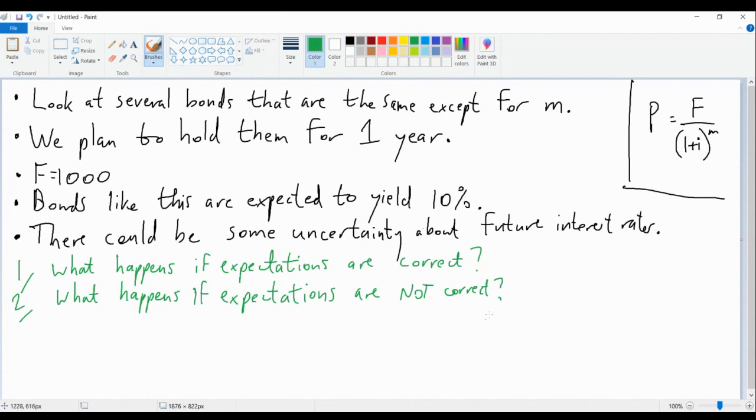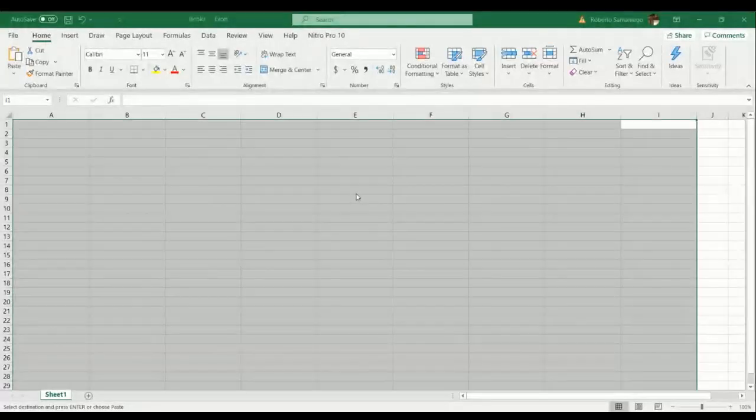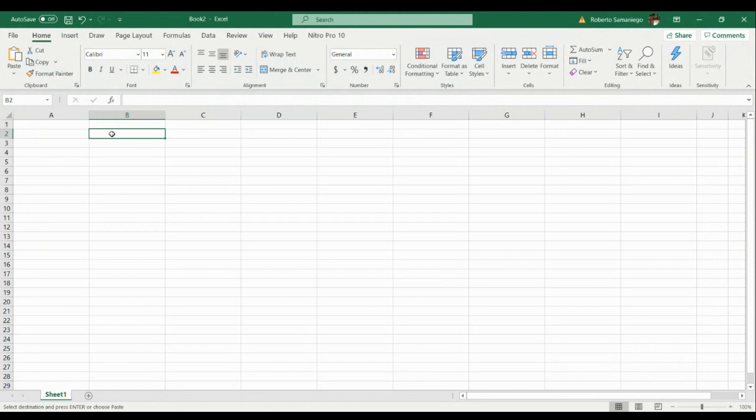So let's go to a different software. What I want to do is try and draw a little table with all this information using software called Excel. Now, some of you may know how to use Excel. If you don't, I will do my best to walk you through this. So for starters, we have that.